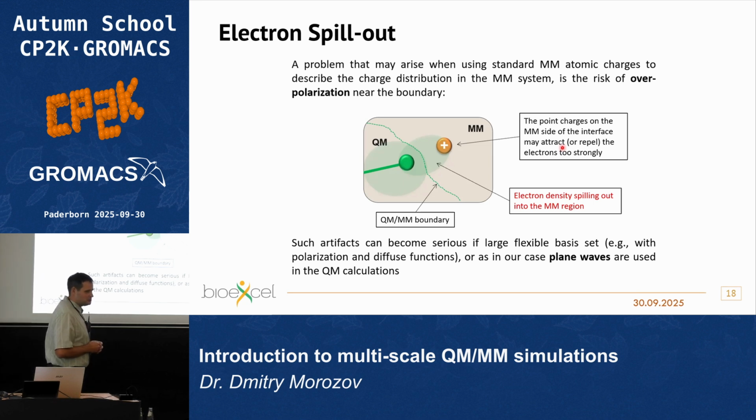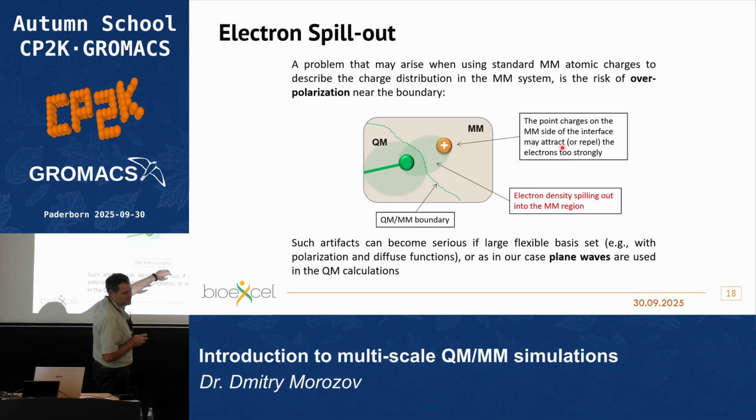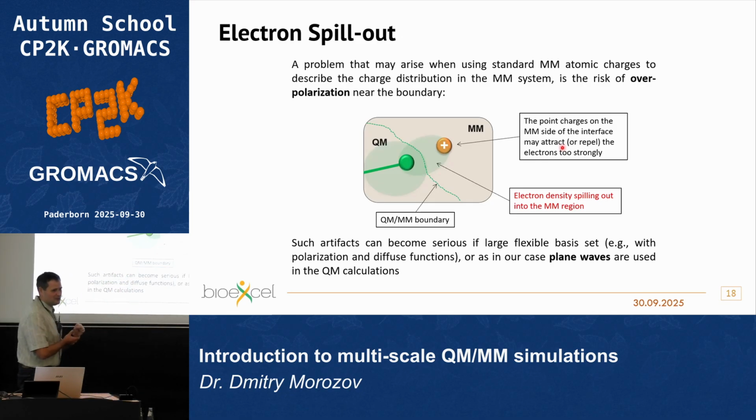For example, if you go to the augmented triple zeta basis set, you will immediately start to see these blobs. Then you do a QM/MM calculation and try to render your HOMO orbital, and that HOMO orbital will suddenly have blobs of density on the nearby MM atoms. This is actually the electron spill-out effect.